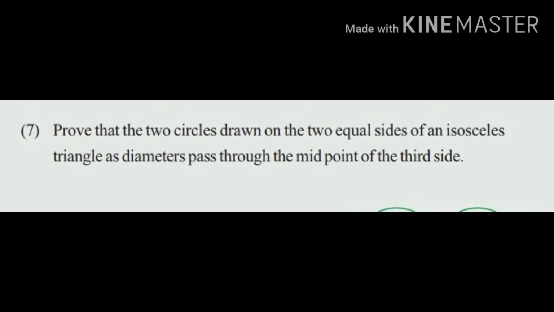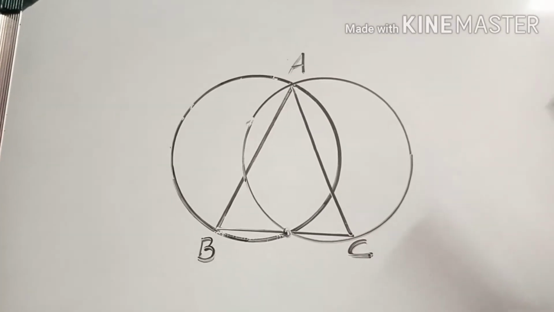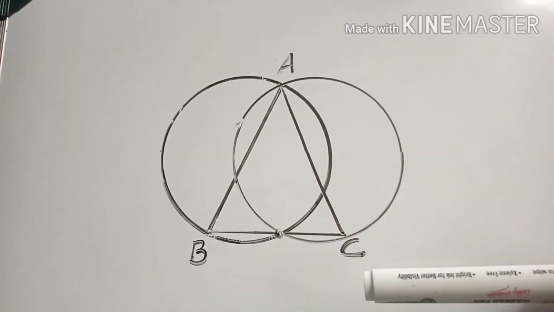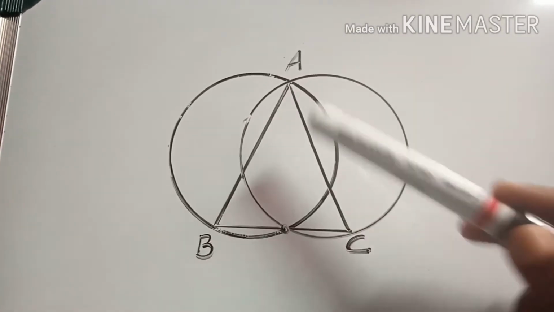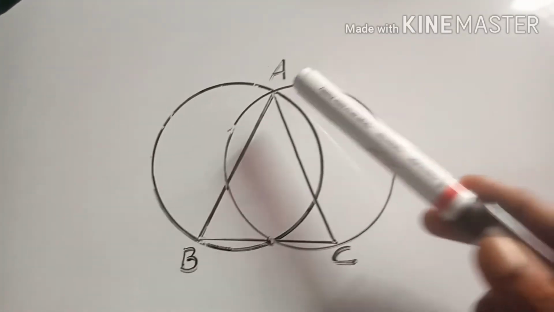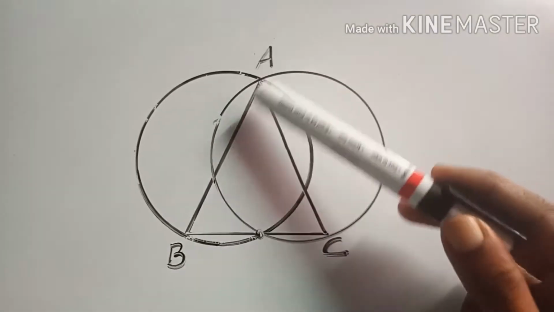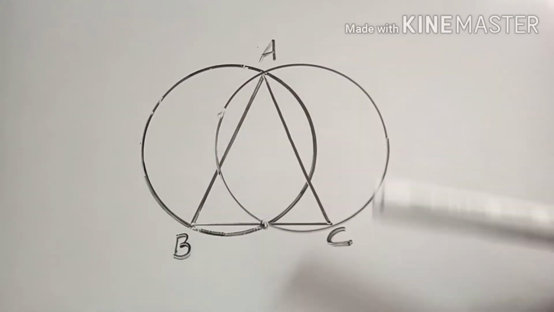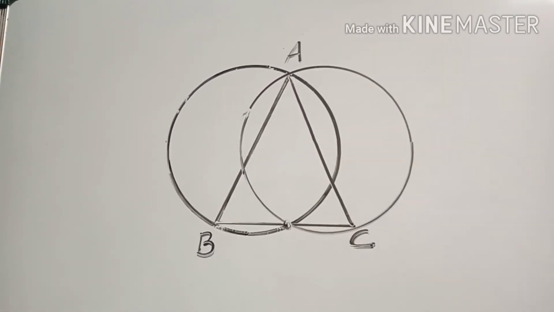Two circles drawn on the two equal sides of an isosceles triangle, that means we need an isosceles triangle first. So let's draw the figure. This is a rough figure. Here ABC is the isosceles triangle. AB and AC are equal sides, and the first circle is with AB as diameter, the second circle with AC as diameter.